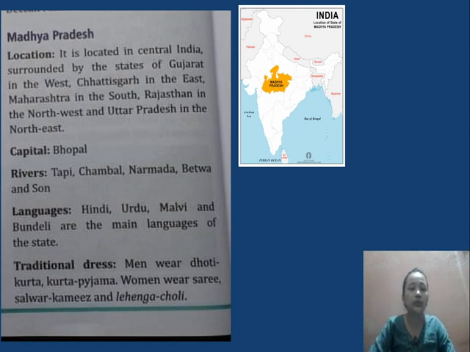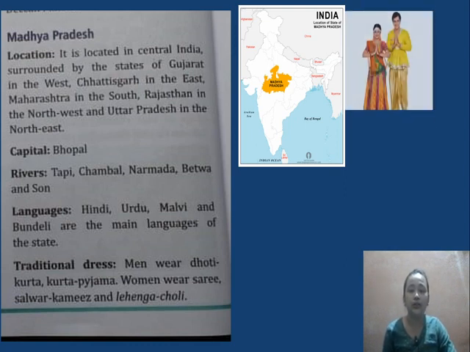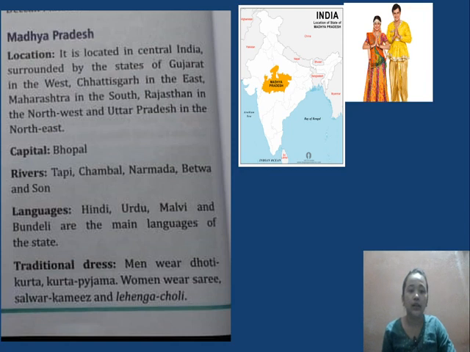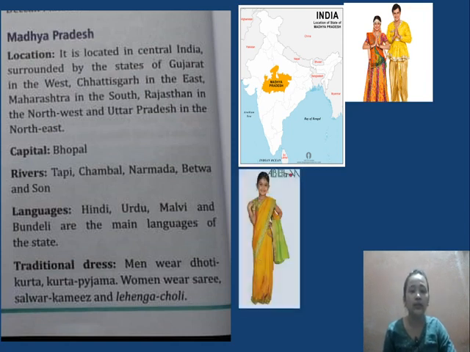Now the traditional dress. The men wear dhoti, kurta, and kurta pajama. Women wear sari, salwar kameez, and lehenga choli. So those are the images showing the traditional dress of Madhya Pradesh.